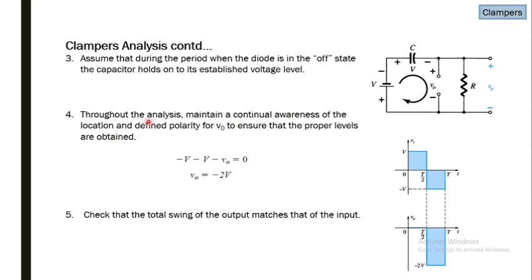The fourth point is, throughout the analysis, maintain a continual awareness of the location and defined polarity of the output voltage to ensure the proper levels are obtained. This means that throughout the analysis we have to maintain the sense of where the output voltage is defined. In this case, the output voltage is defined across this R resistor, in fact, in parallel to the R and diode.